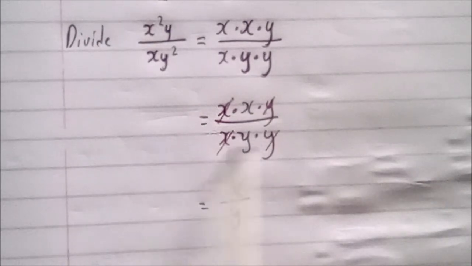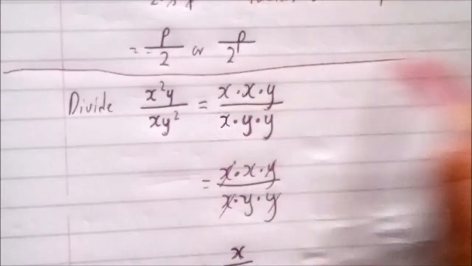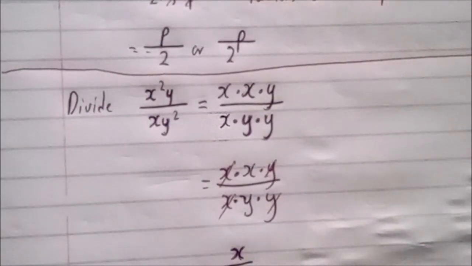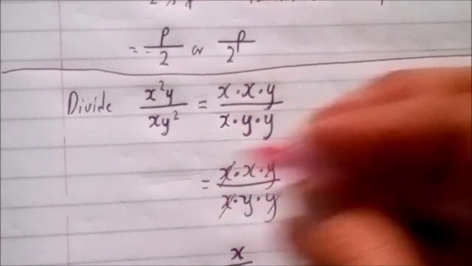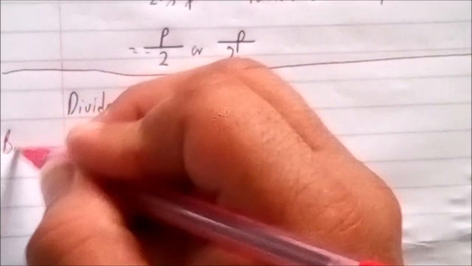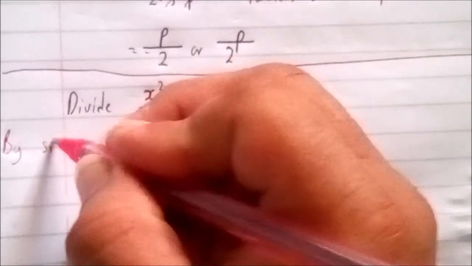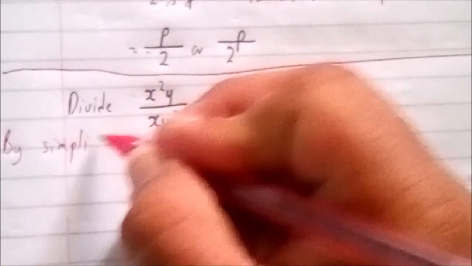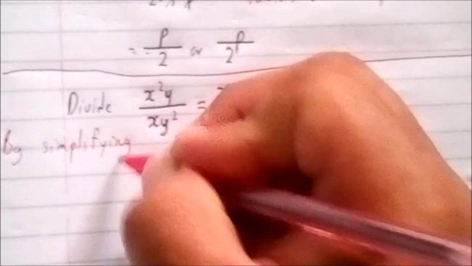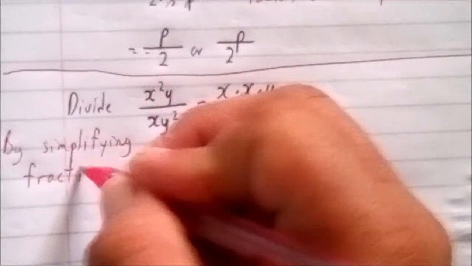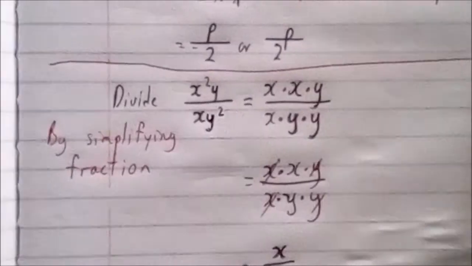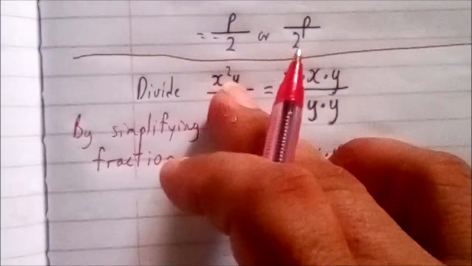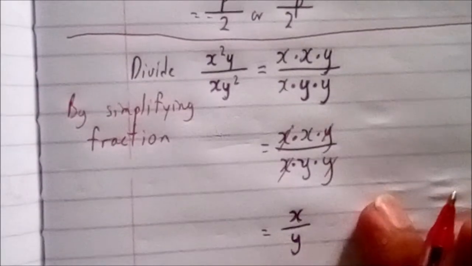The rules for exponents now is as follows. So I'm going to draw a line here. This is by simplifying fractions. That's the method. So we simplify the fractions and then we carry out and we got x over y.